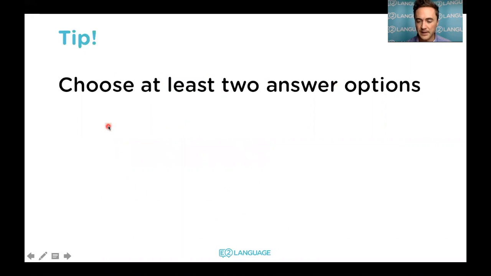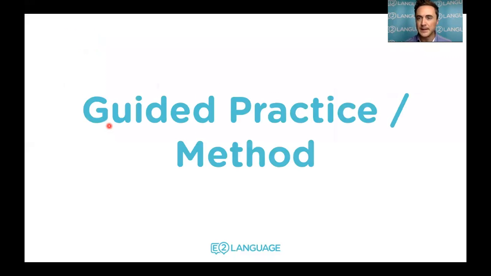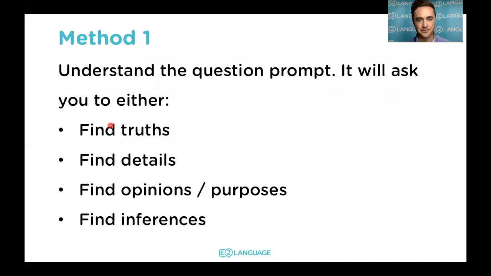So, in other words, what you have to do is choose at least 2 answer options. That's the tip. Choose at least 2. Maybe 3, but always at least 2. Cool. Now, let's do some guided practice. I'm going to teach the method while we go through one of these so it makes sense.